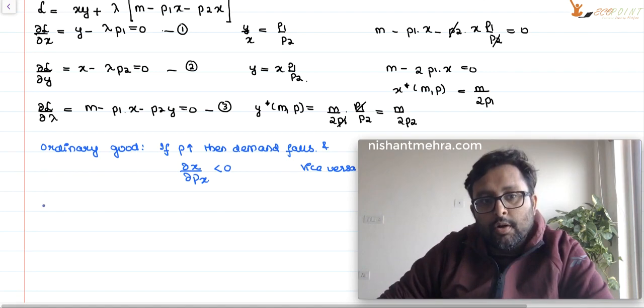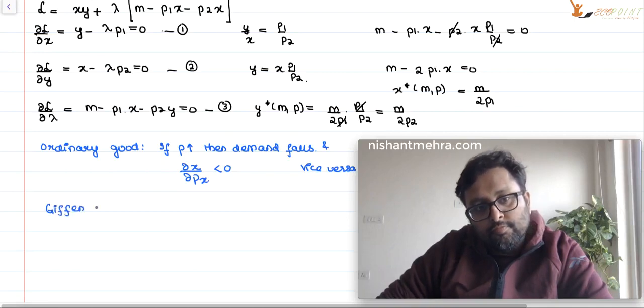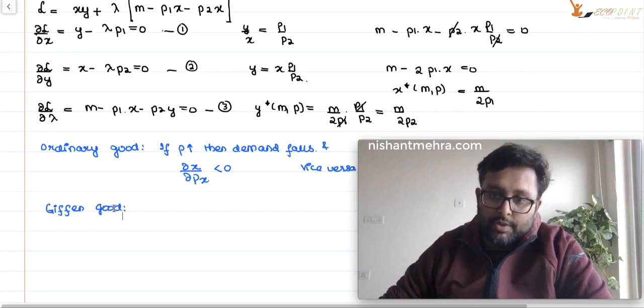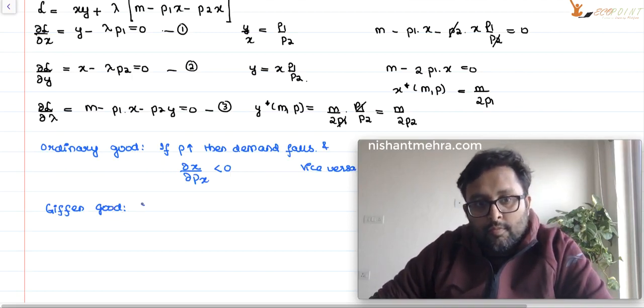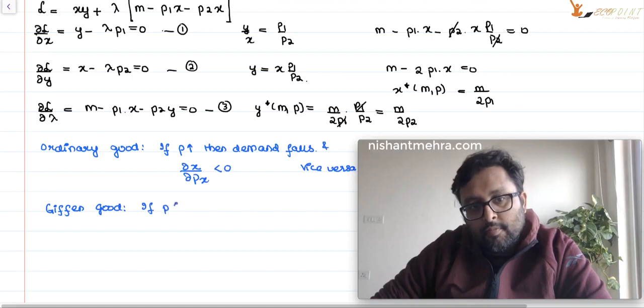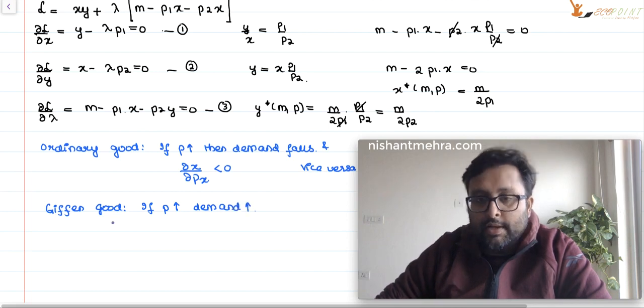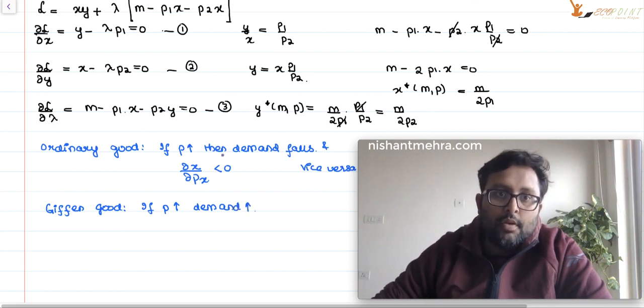What about the another good, which is the Giffen good? Giffen good is an exception to the law of demand. So in case the price is going to increase, demand is going to increase. If price increases, demand increases. So let us just check that.